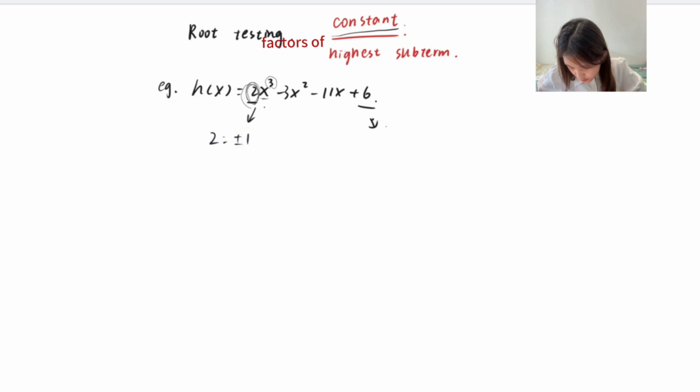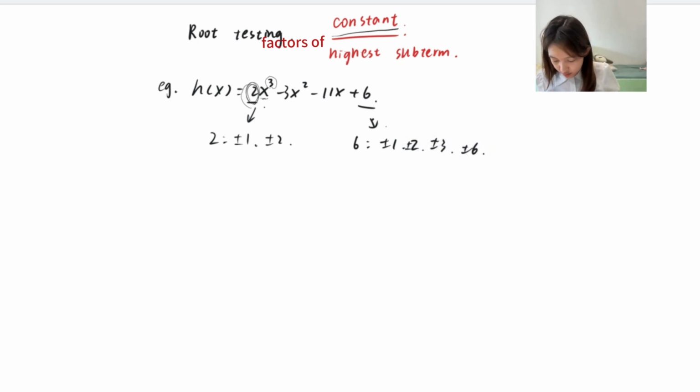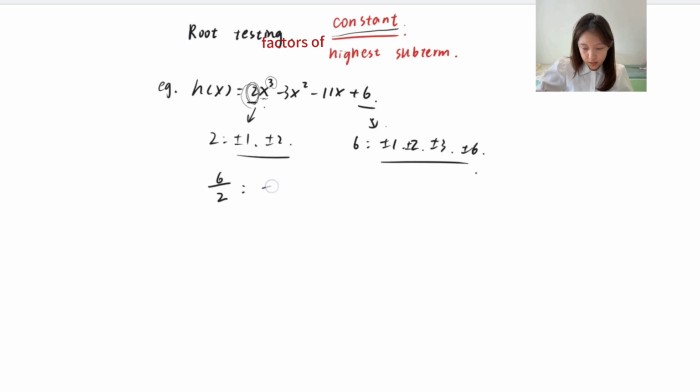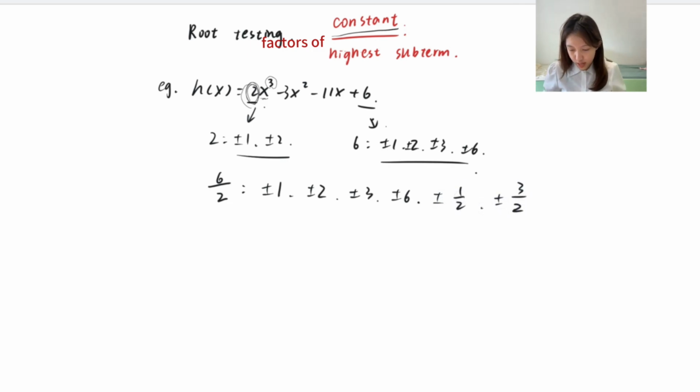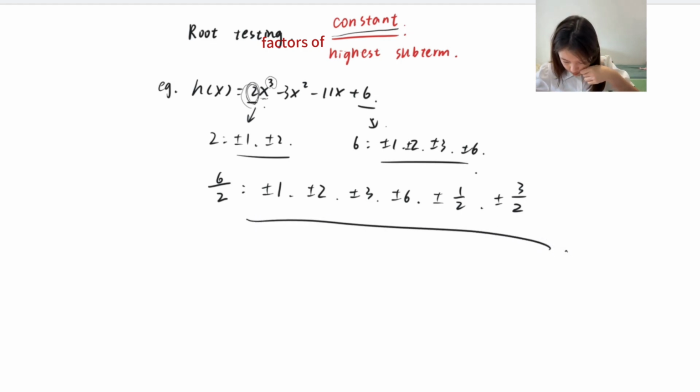The factors of 2 are 1 and 2. The factors of 6 are 1, 2, 3, and 6, right? So when we combine these as 6 over 2, we have 1, 2, 3, 6, 1 over 2, and 3 over 2, right? With these numbers, we should try to find the rational roots of the polynomial.